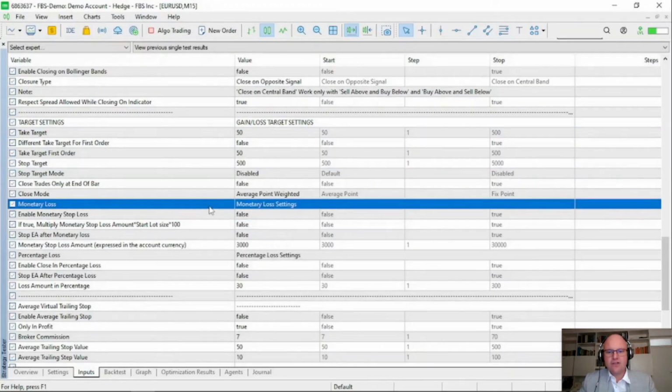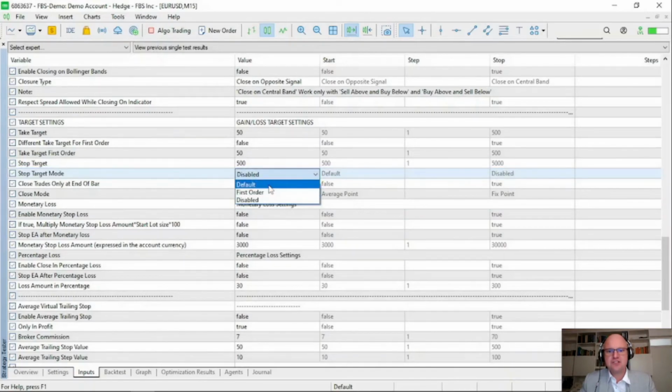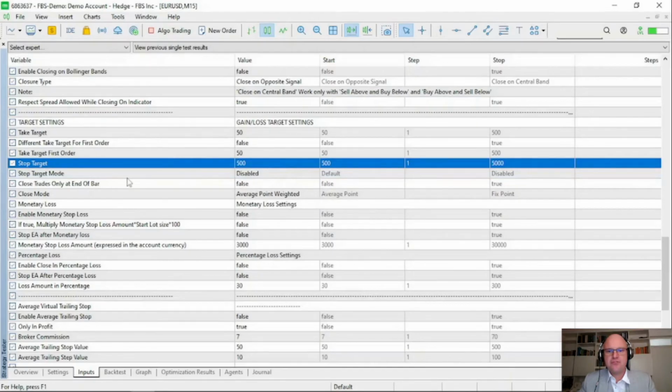Before we do that, one of the most important things under gain loss target settings is our stop loss settings. Dark Venus does have 3 different stop loss options. The first being a stop target. You can also call it your default stop loss style, where we have a default of first order and disabled. When you select first order, the stop loss will be a hard stop loss from the first order. When you select default, it will adjust it for the grid.